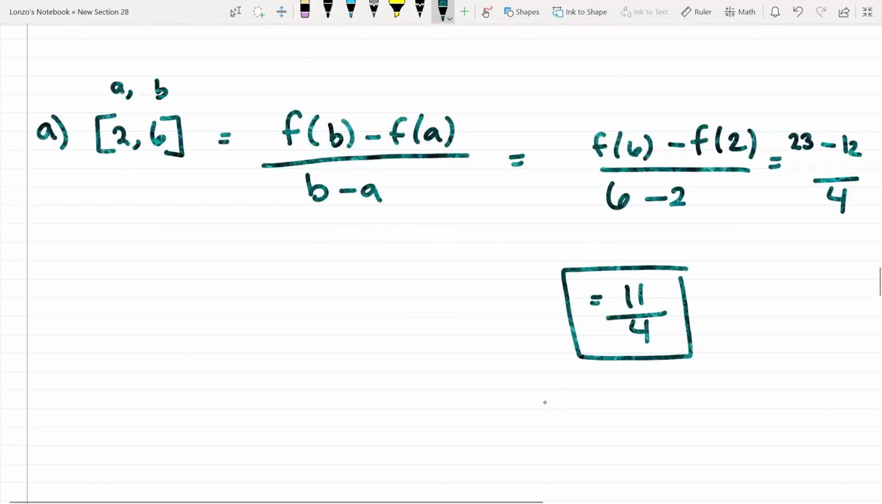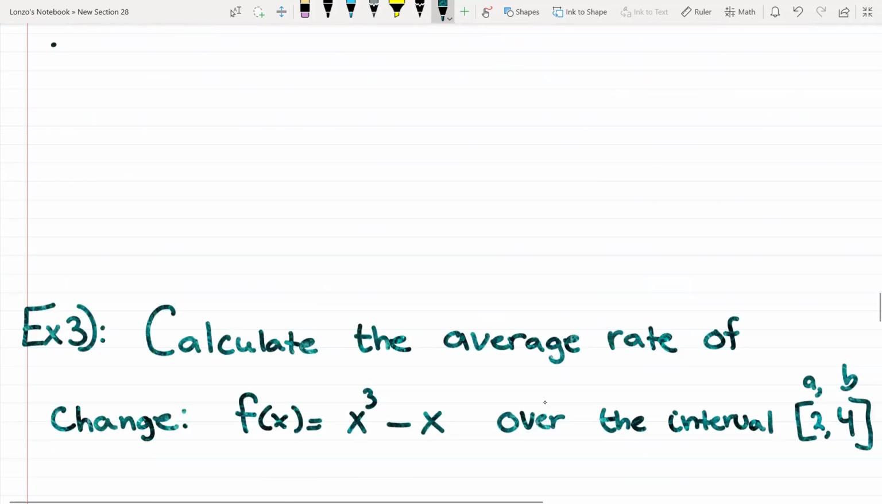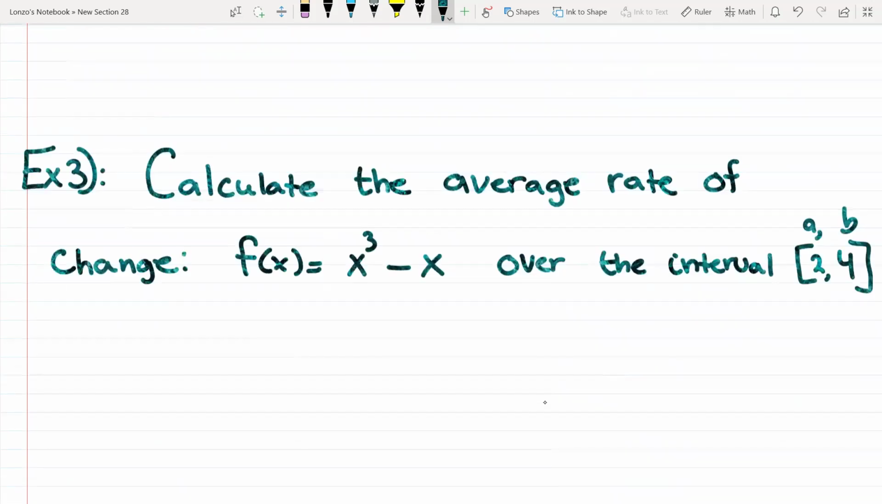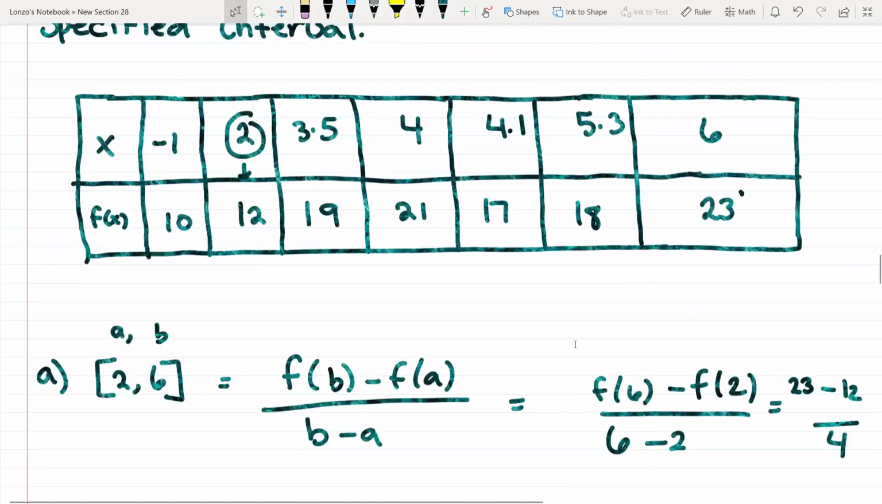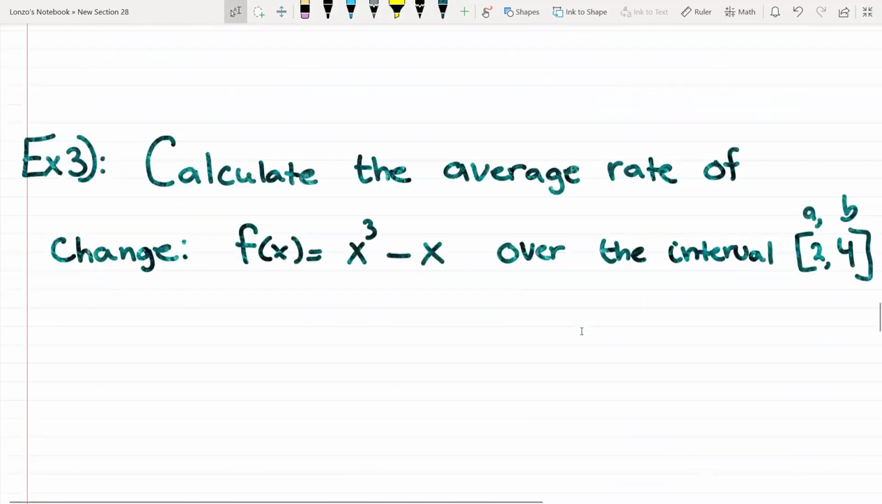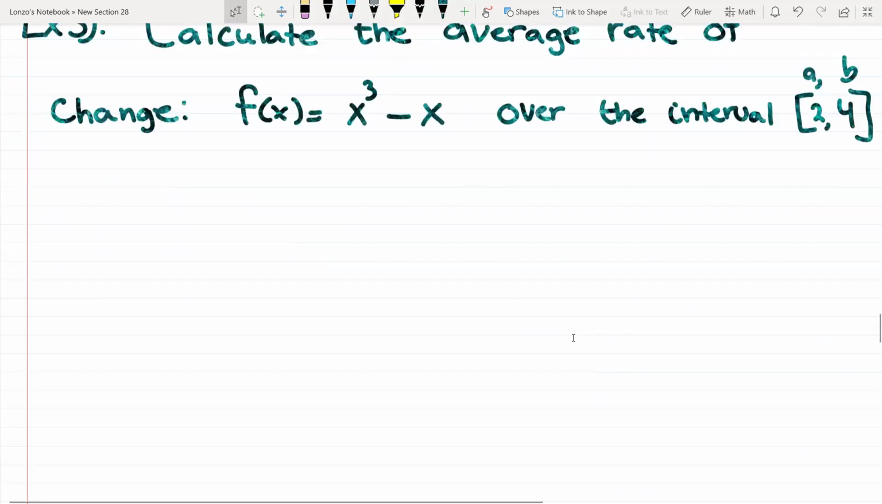Okay, let's move on to example 3. Example 3 says calculate the average rate of change of f of x equals x cubed minus x on the interval 2 to 4. So what is the difference between example 3 and example 2? This time they do not give you a table. In example 2, they gave you a table. This time they give you a function, f of x equals x cubed minus x, on the interval 2 to 4. This 4 is not a y value, they're both x's. You could think of this 2 as an a, and this 4 as a b, right?